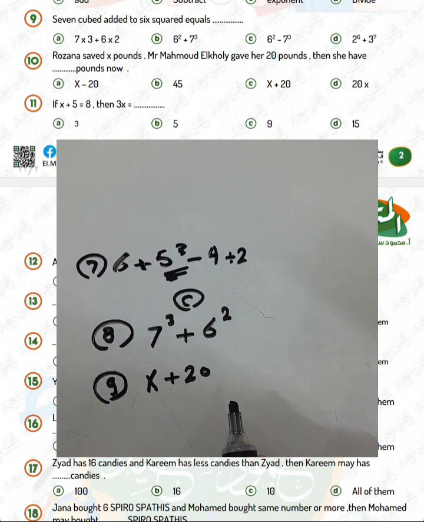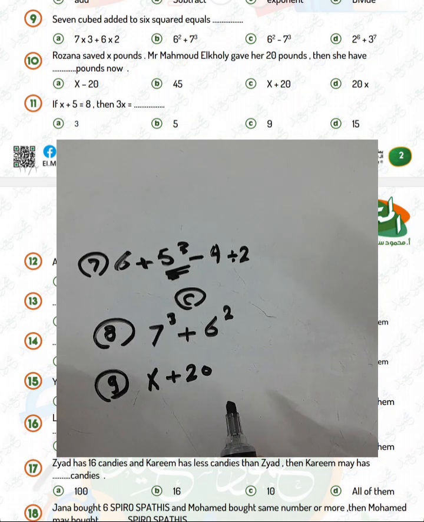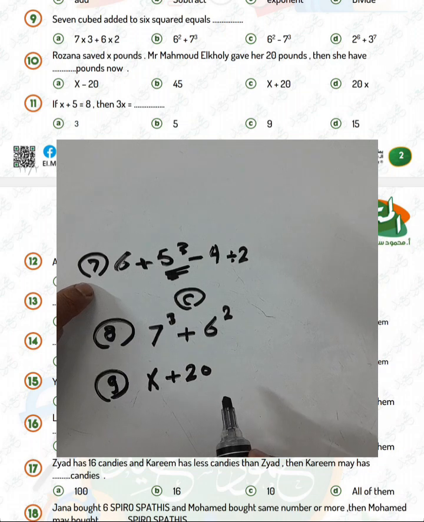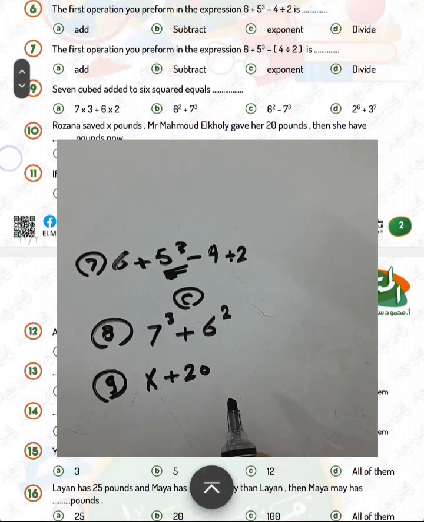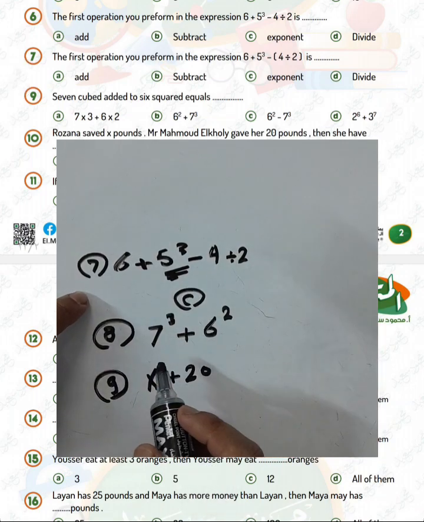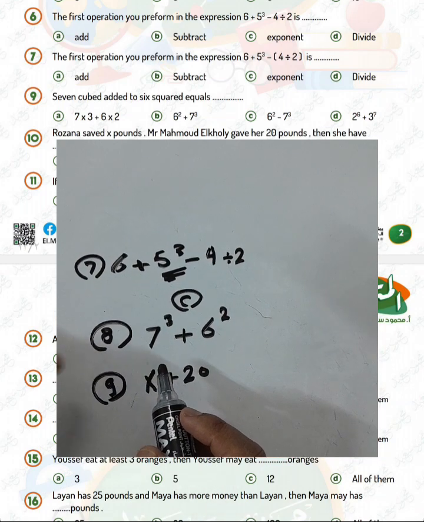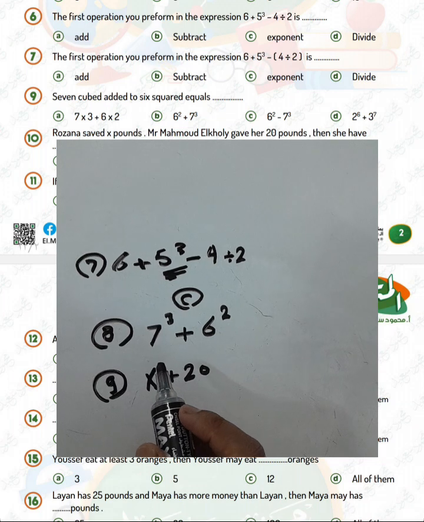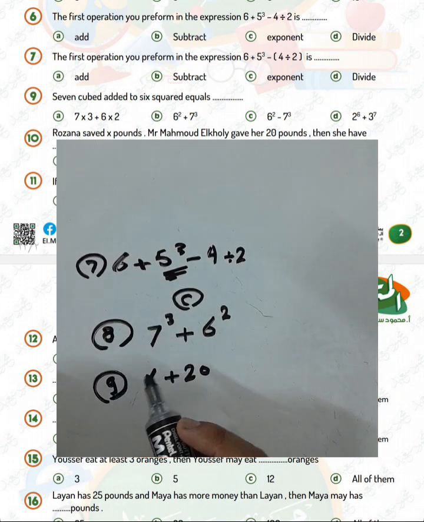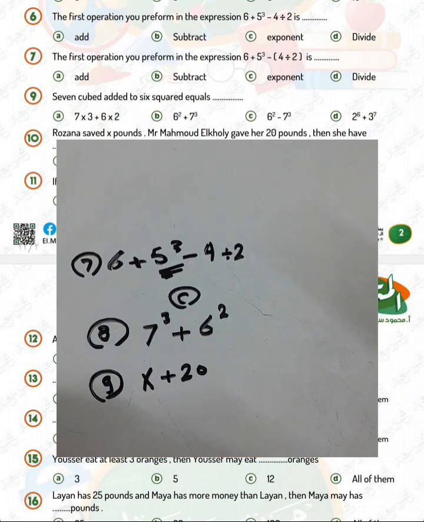Okay. Question here. Number 7 again. The first operation, exponent. Question number 8. Okay, 7 cubed, it will be 8 and 9 and 10. Okay, we have a question here. In the question, he writes here 7, the first operation, exponent.